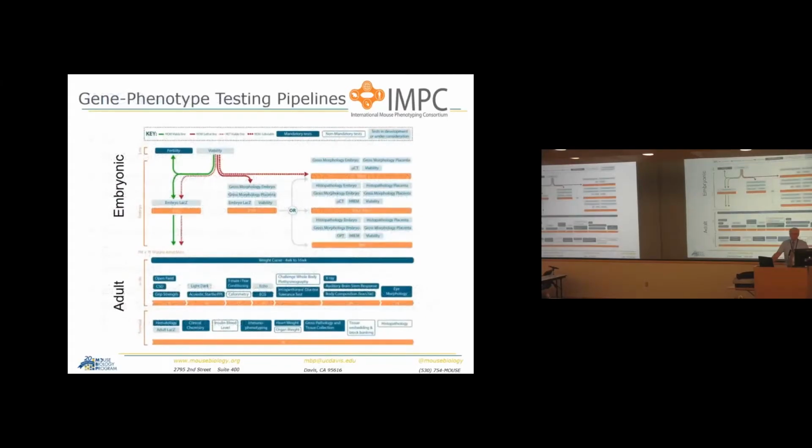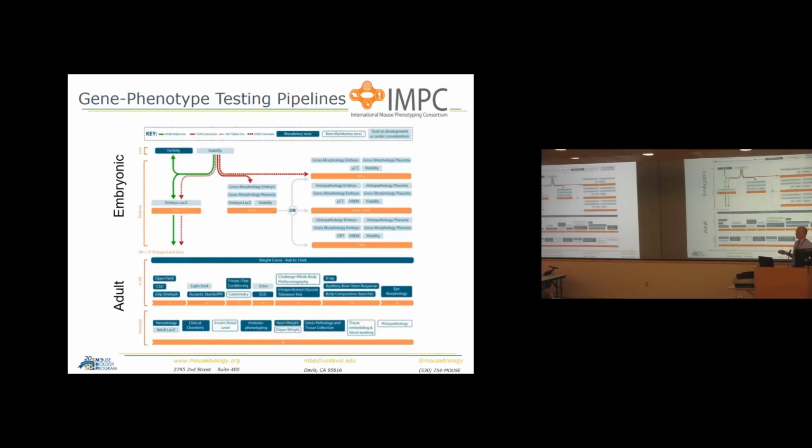So here's an example of the phenotyping pipelines that we go through. We'll start it here in this top one. This is the embryonic pipeline. And one of the first things we look at is we just look to see, is the knockout that we made viable? These are homozygous knockouts, we knock out both alleles.